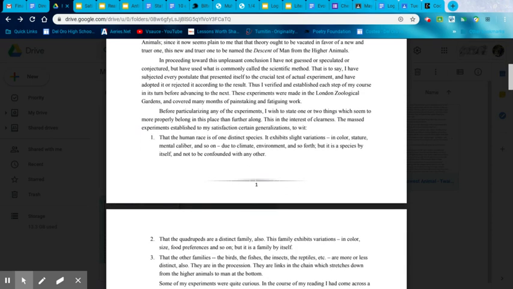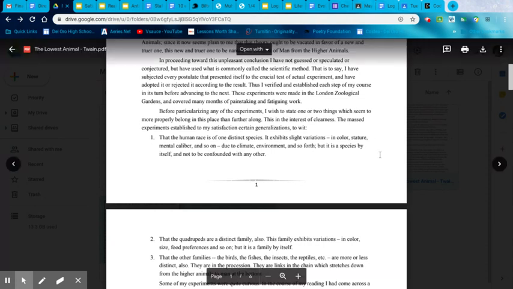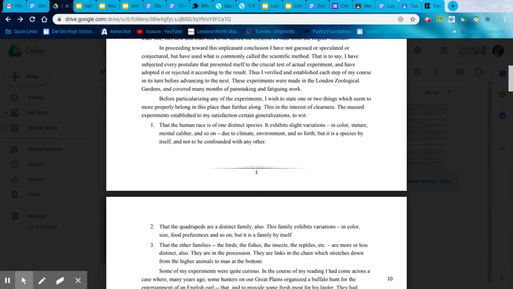Before particularizing any of the experiments, I wish to state one or two things which seem to more properly belong in this place than further along. This is in the interest of clearness. The massed experiments established to my satisfaction certain generalizations, to wit: 1. That the human race is of one distinct species. It exhibits slight variations in color, stature, mental caliber, and so on, due to climate, environment, and so on. But it is a species by itself and not to be confounded with any other.